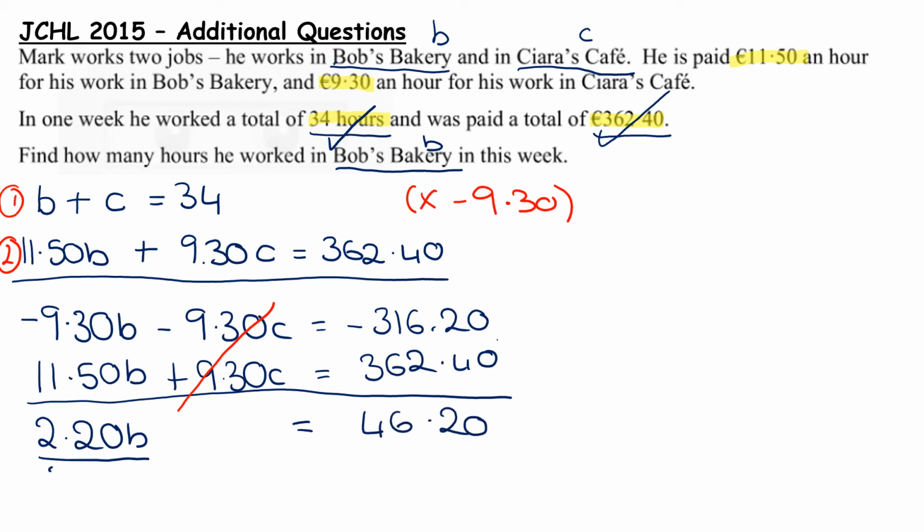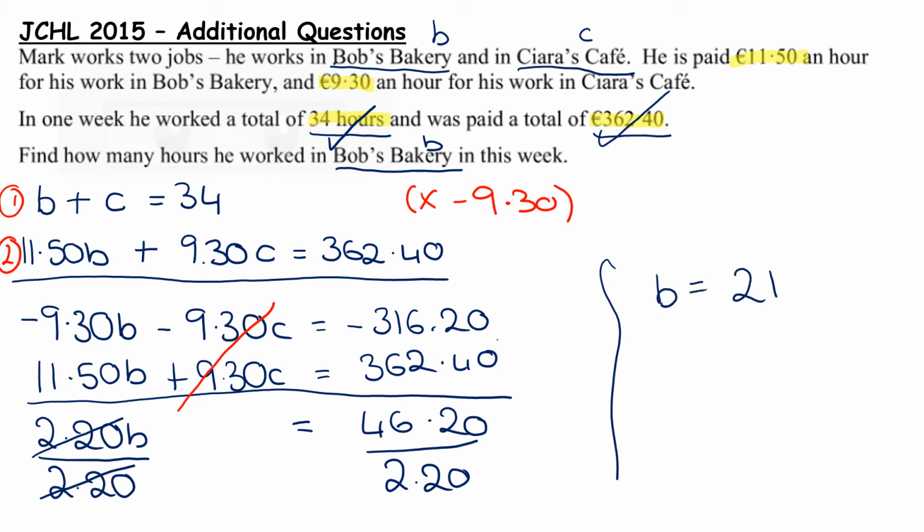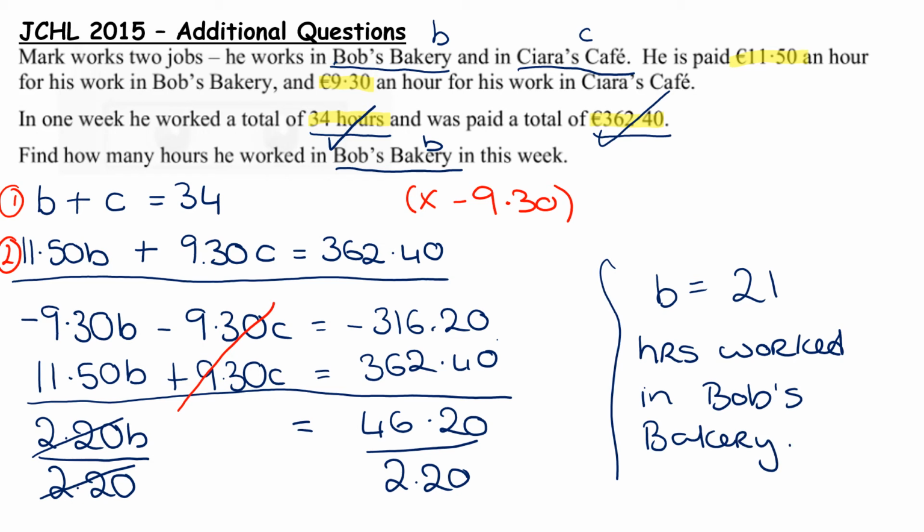To finish it, we divide by the coefficient of b, which is 220, or just 2.2 if you prefer. So when we do that division, we get a final answer of b equals 21, which is the hours worked in Bob's Bakery. Now, you could have worked out C instead. It would have been the same amount of work, but then you would have had to go and substitute back in order to find B. So this method was just a little bit shorter.